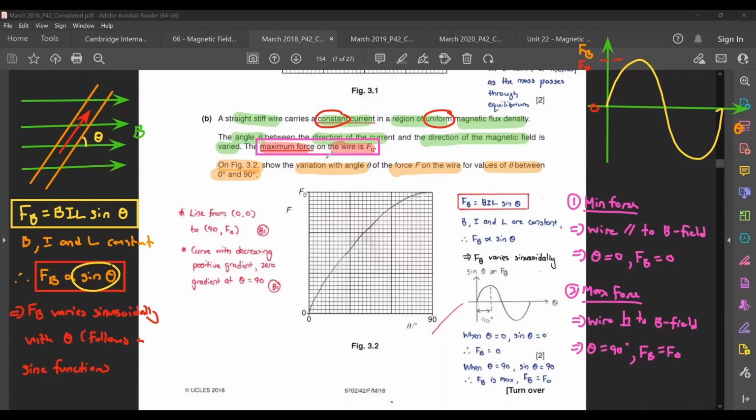And recall that your question wanted you to only plot for values of theta between 0 and 90 degrees. So you're really only supposed to consider this part of your graph up to 90 degrees only. You will only be plotting the red highlighted section here. That's why your graph looks like this right now. You're only supposed to plot it up to 90 degrees from 0 to F0 only. Okay?